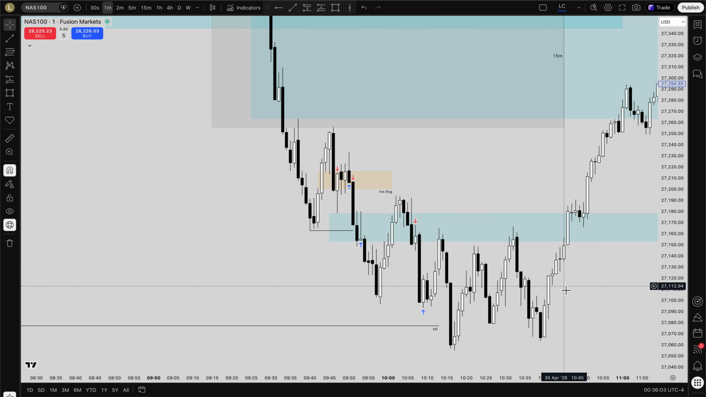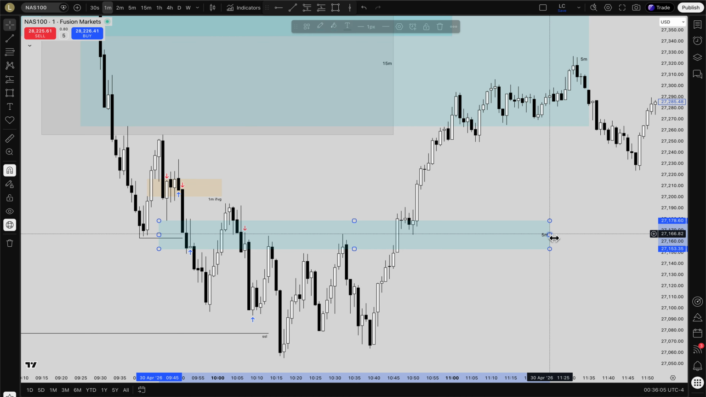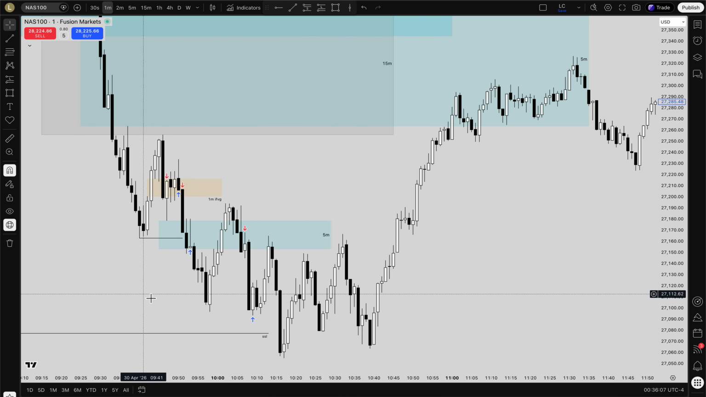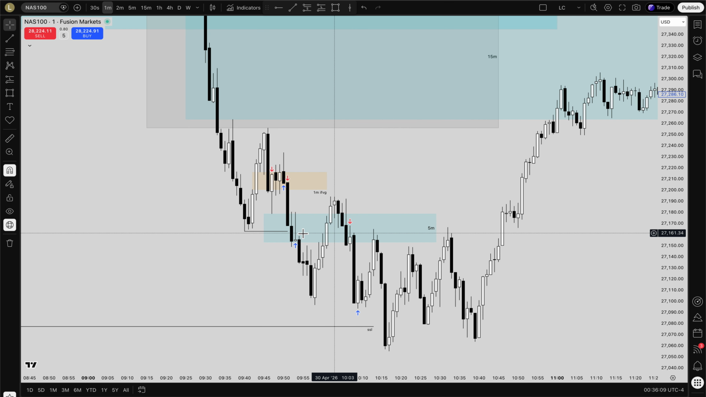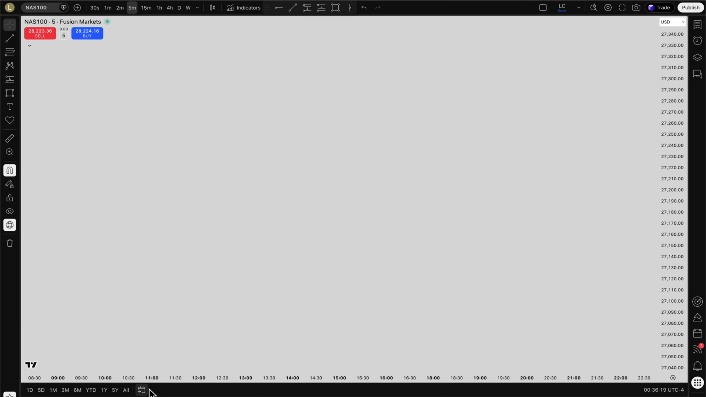So after that, right, there was also a 5-minute fair value gap that was put in, and price actually traveled just above it, and it actually respected this 5-minute fair value gap. So let me go down to the 5-minute time frame and I'll show you guys again just before I show you my execution.